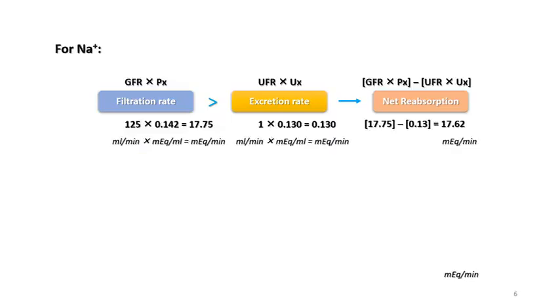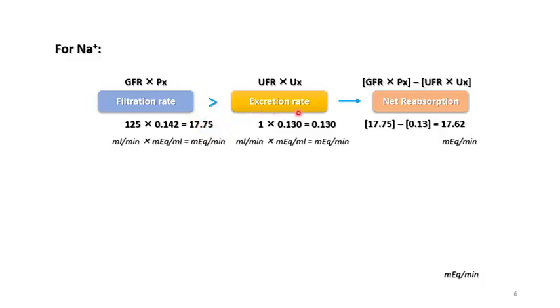Let's look at some example calculation. For sodium, the amount that is filtered can be calculated by multiplying GFR, that is normally 125 milliliter per minute, by its plasma concentration in milliequivalent per milliliter, that is 0.142, and the result is 17.75 milliequivalent per minute. This is the filtration rate for sodium per minute.